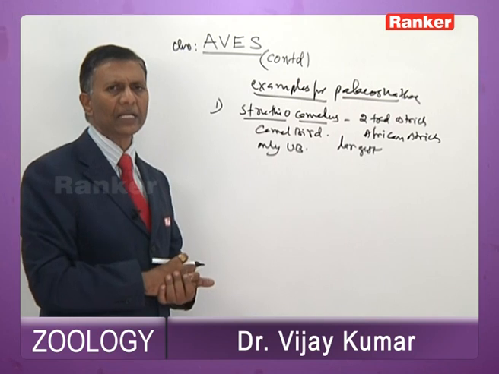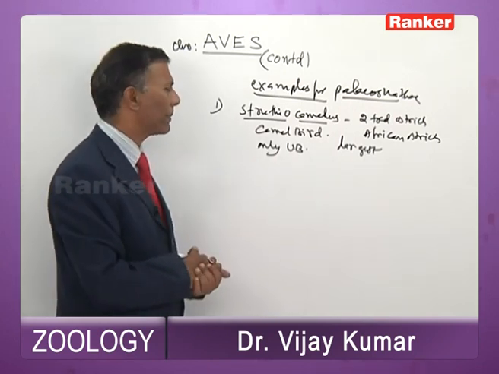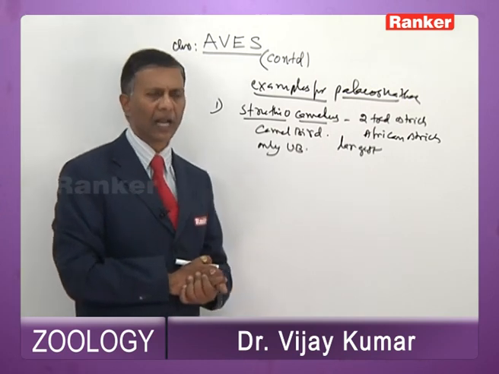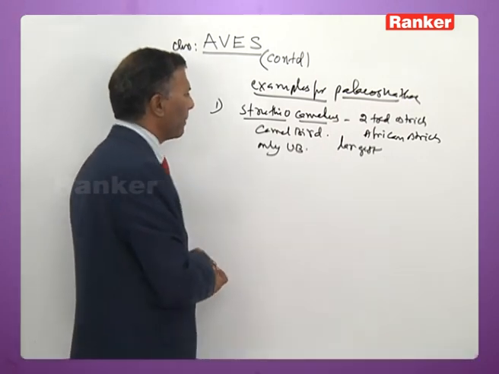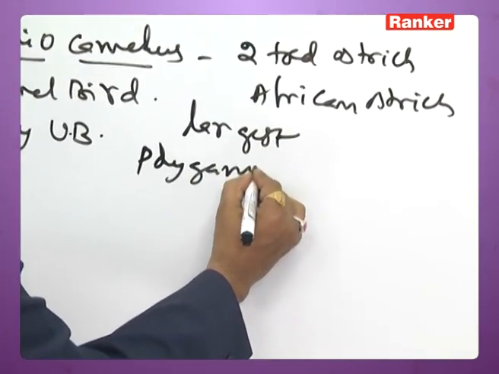When it senses any kind of predator, it is said to bury its head in the sand, and it happens to be even the fastest runner. And it is a polygamous bird.